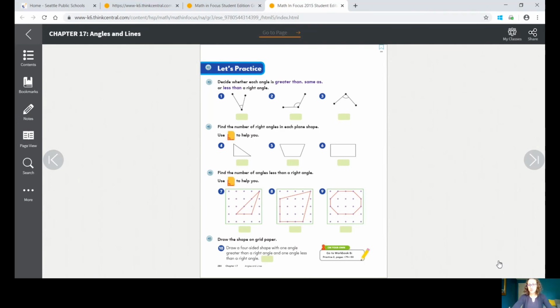And I will stop sharing my screen with you so that I can tell you good luck. You got this. Right angles are really fun. So have fun with it. They're everywhere. Once you realize what it is, you're going to notice them everywhere, which is awesome.